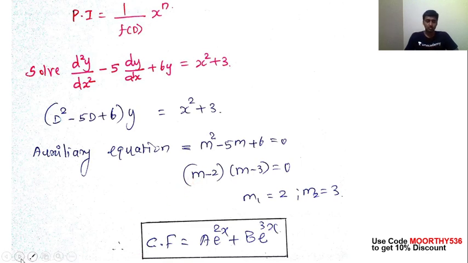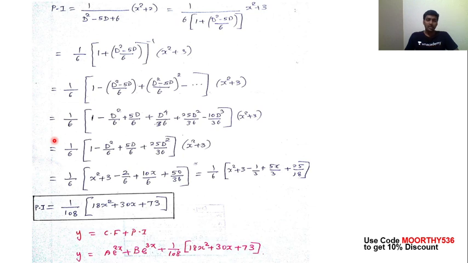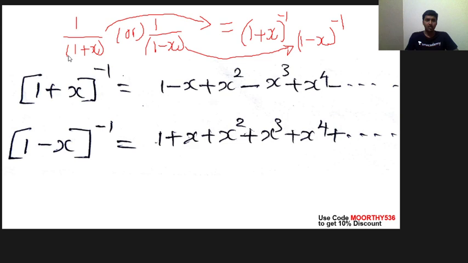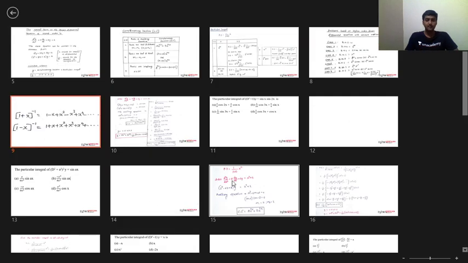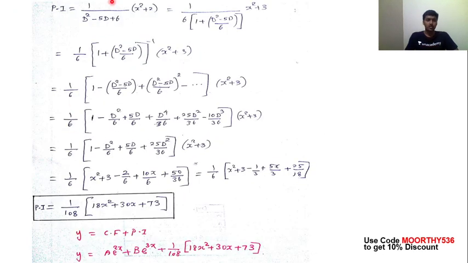The next one, the particular integral. The particular integral is given by 1 divided by f of D into x square plus 2. Here it is in x power n format. We have to expand the formula, so f of D in the denominator is converted into 1 plus x format. Coming to the explanation for the given question, we take this 6 commonly from the denominator, so 6 into (1 plus (D square minus 5D) divided by 6), which converts it into the 1 plus x format.